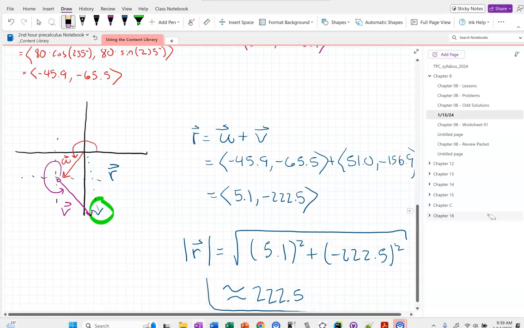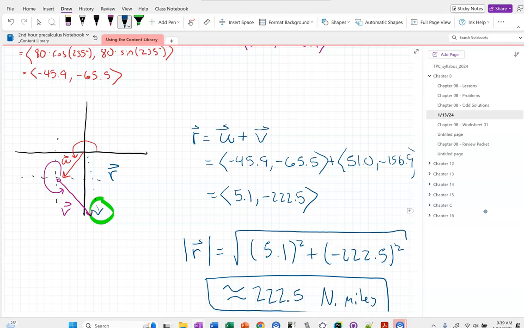And I probably should say nautical miles. I think a nautical mile is technically different than a mile on the ground. Not a ship captain, so I don't know for sure, but I think there's some kind of difference there. Everybody okay with how we got the magnitude out of that? Now we need the direction.